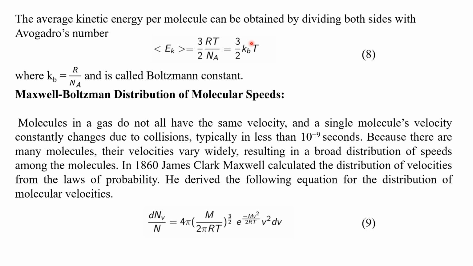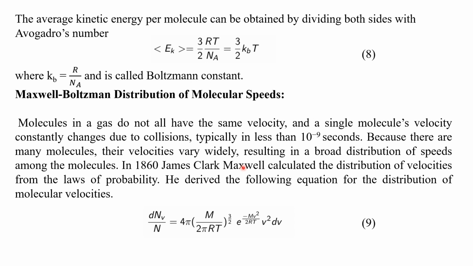Next we discuss the Maxwell-Boltzmann distribution of molecular speed. Molecules in a gas do not all have the same velocity, and a single molecule's velocity constantly changes due to collisions, typically in less than 10 to the minus 19 seconds. Because there are many molecules, their velocities vary widely, resulting in a broad distribution of speeds among the molecules.